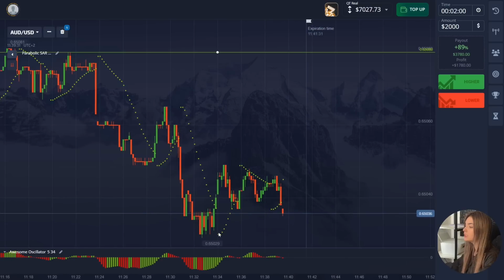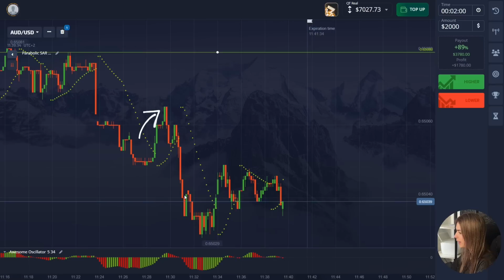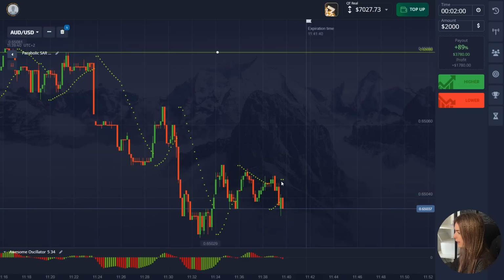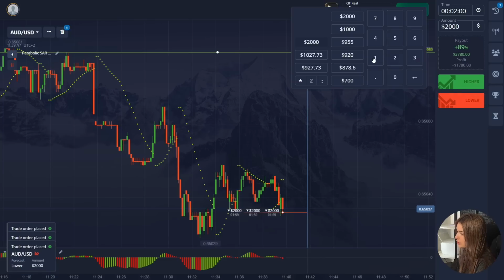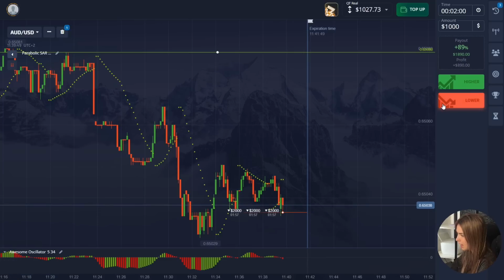As you can see, after an impulsive price rebound from the resistance level, there is an upward pullback, and then the price continued to move down. At the moment, we are experiencing an upward price pullback. At the same time, the dotted line of the parabolic is located above the chart, so in such a situation, guys, I will open a deal for 2 minutes down.